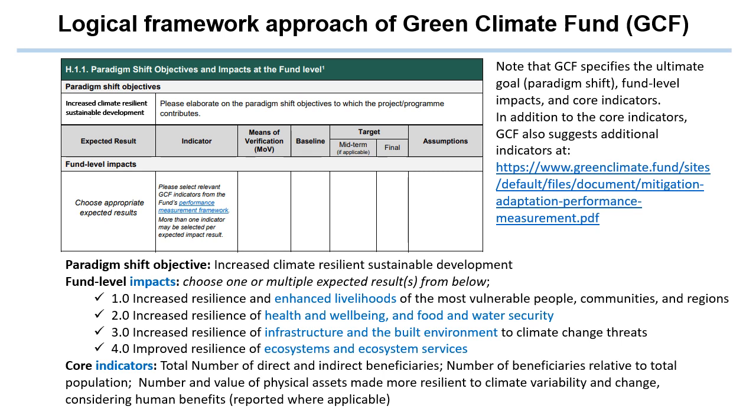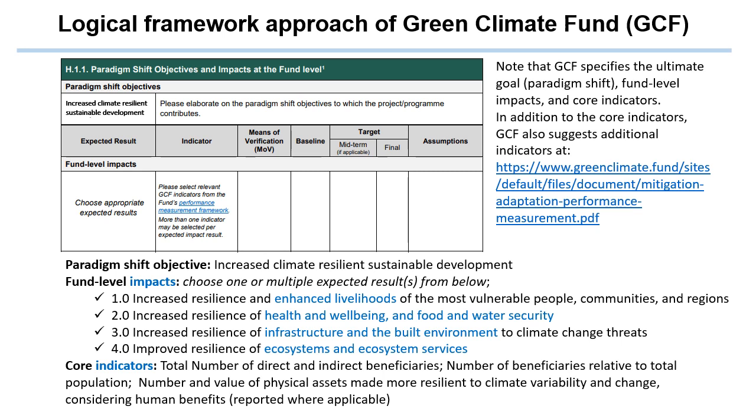So the way the Green Climate Fund approaches the logical frameworks is worthwhile getting a better understanding, as you will often be involved in looking at this framework. So the first thing to note is that the ultimate objective, or the impact that is intended, is specified as a paradigm shift objective of the GCF, given that the overall mandate for the GCF is a paradigm shift. In the case of an adaptation project, this is increased climate resilient sustainable development.